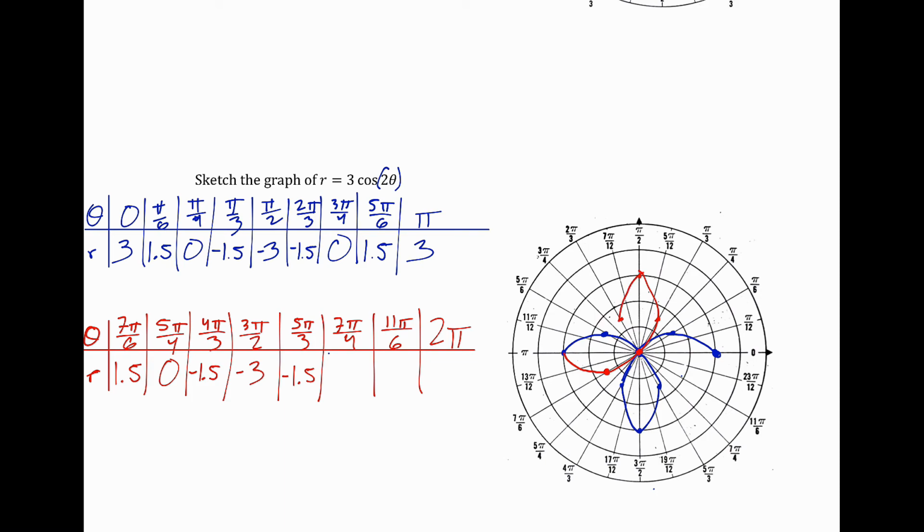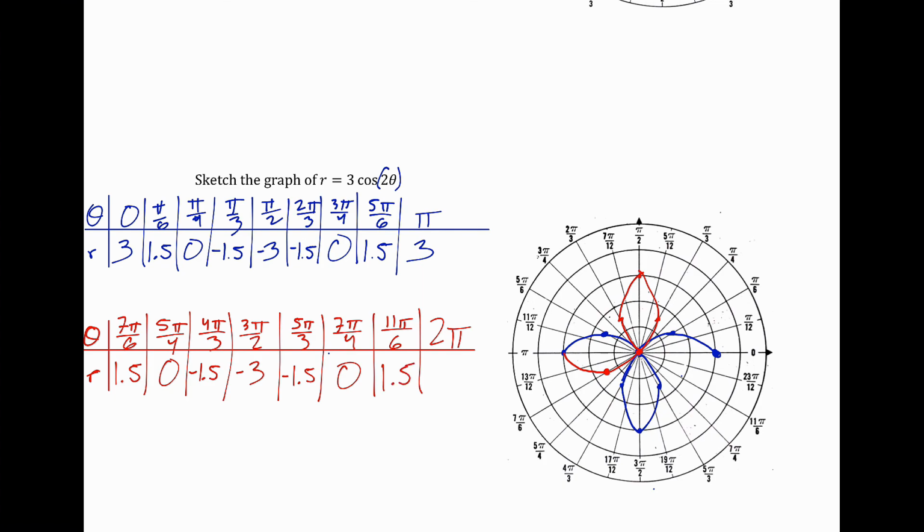At 7 pi over 4, we're back at 0. So even though we're facing this direction here, we're going to go 0 away. We're back at that pole, right back at that origin again. I can't draw a nice curve right there. That's better. Moving on.